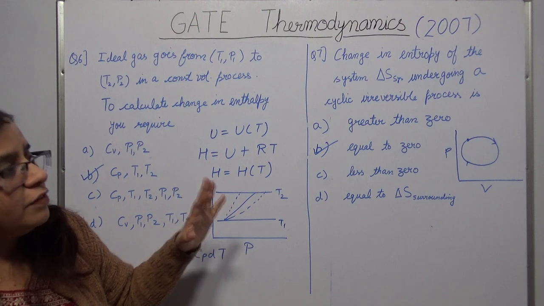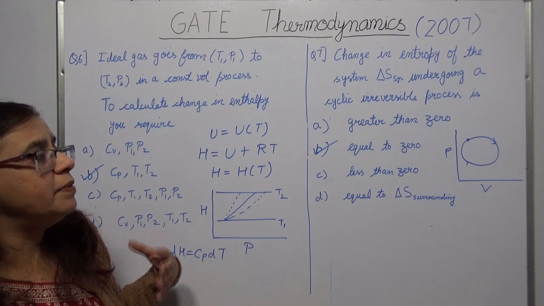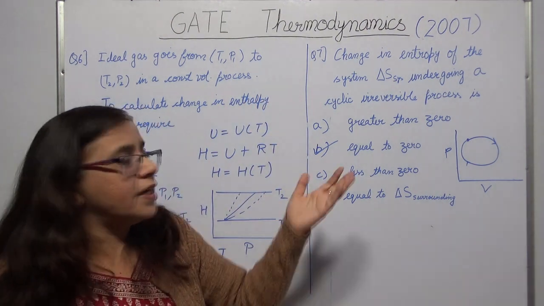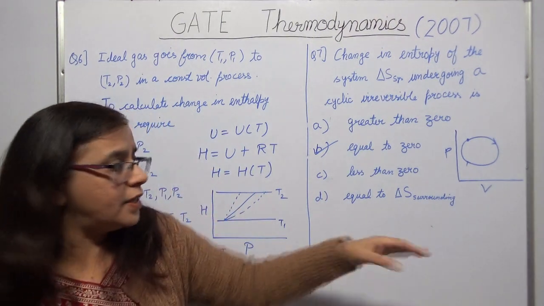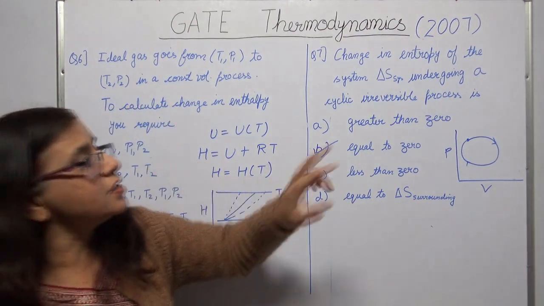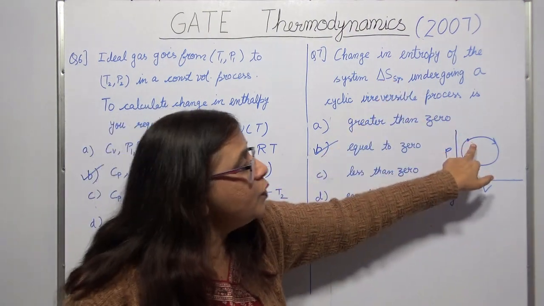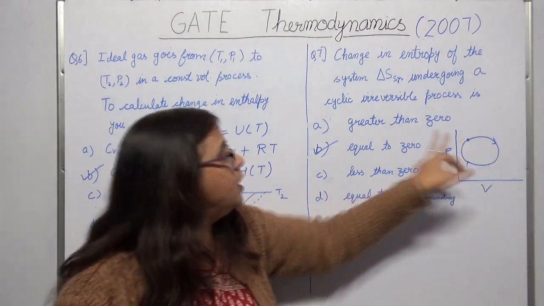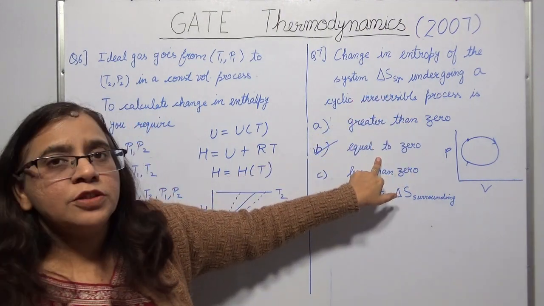Don't get confused. If they ask you about the total change in the entropy, then you can say that the total change in the entropy will be greater than 0. Or if they talk about the change in delta S surrounding, that will also be a positive quantity. But here they are asking you only about the change in the entropy of the system. So be careful: if you return back to the same point, since entropy is a state function, the change in entropy of the system will be equal to 0.